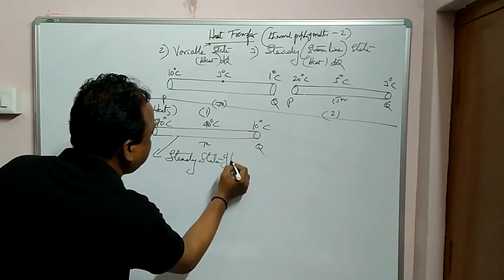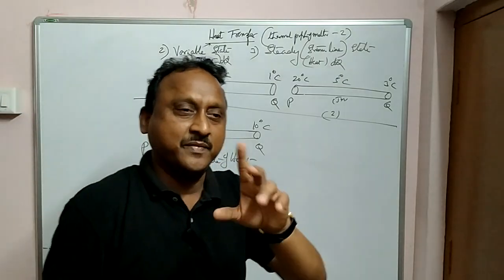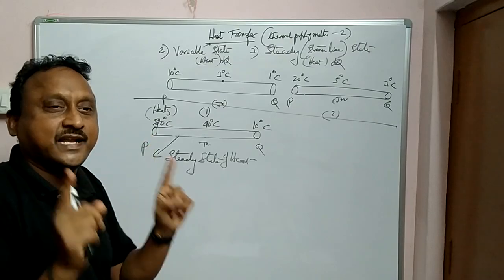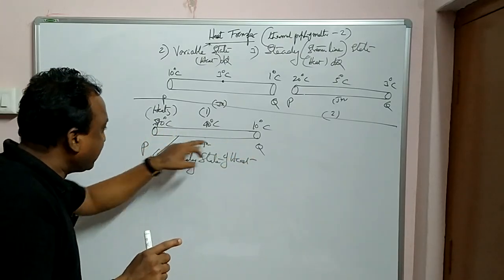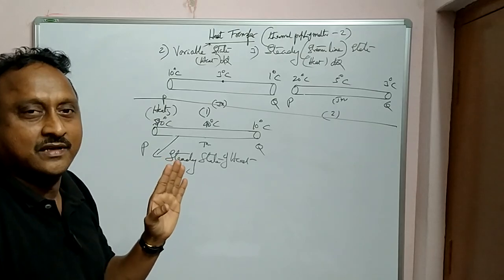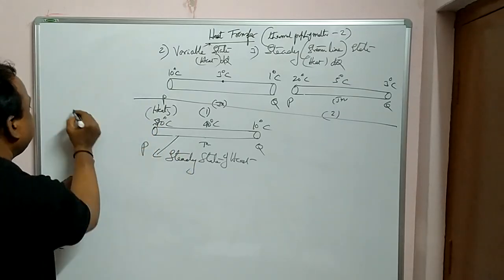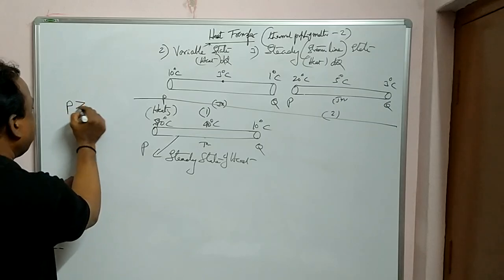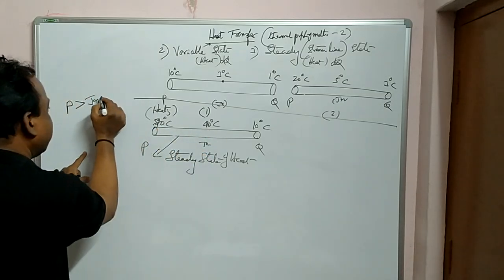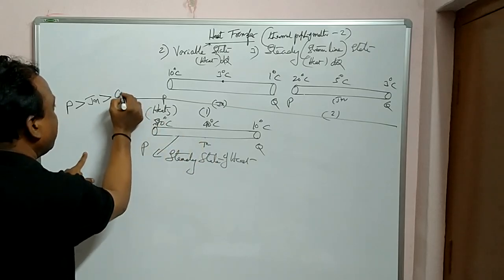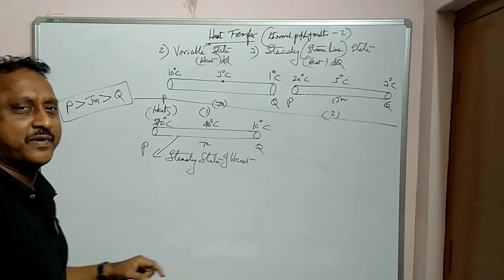Steady state of heat. So what is meant by steady state? That means maintaining constant temperature at the junction, this end or that end, or at the intermediate points. Here if you observe, P end temperature is greater than junction temperature. You can see 70, 40. Junction is greater than Q end. So this is called a steady state temperature.